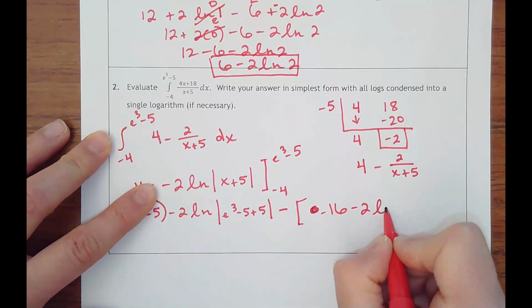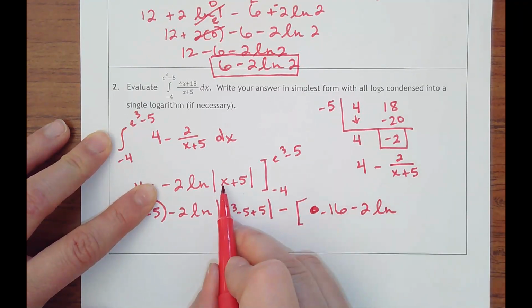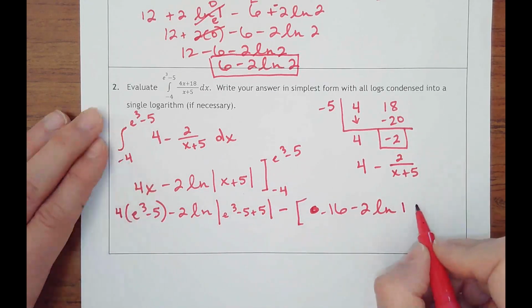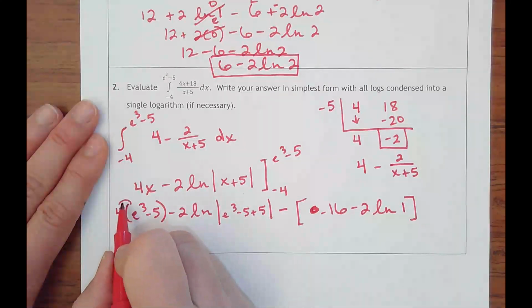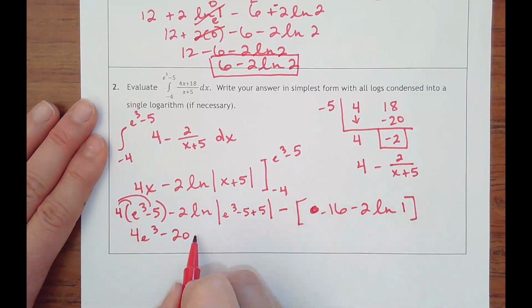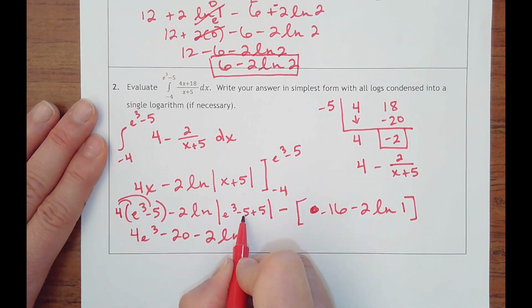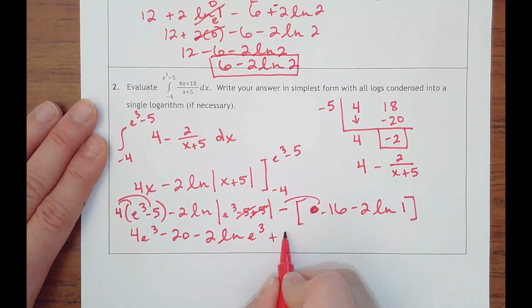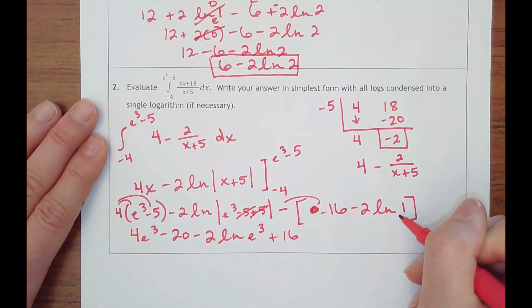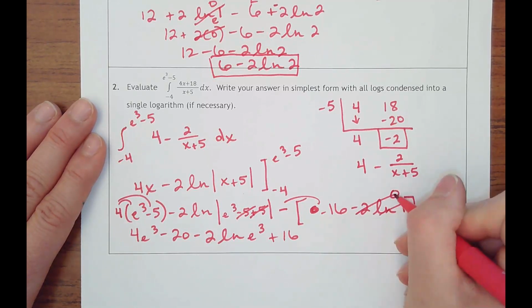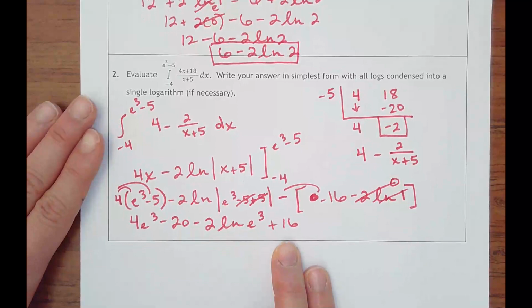minus 2 times natural log, negative 4 plus 5 is 1. Okay, distribute here, you get 4e cubed minus 20 minus 2 times natural log, negative 5 and plus 5 cancel, so you get e cubed. That would become plus 16. Natural log of 1, think again, e to what power would make 1, that would be a 0, so that's gone. So all I have left is the plus 16.